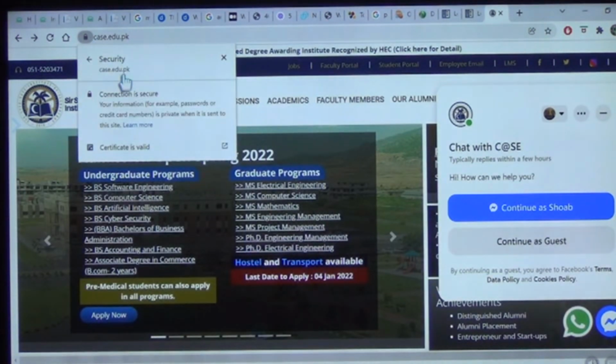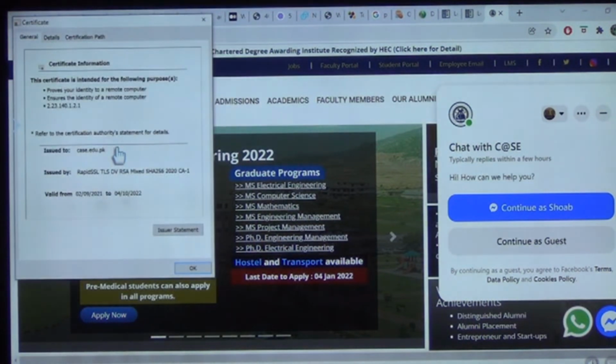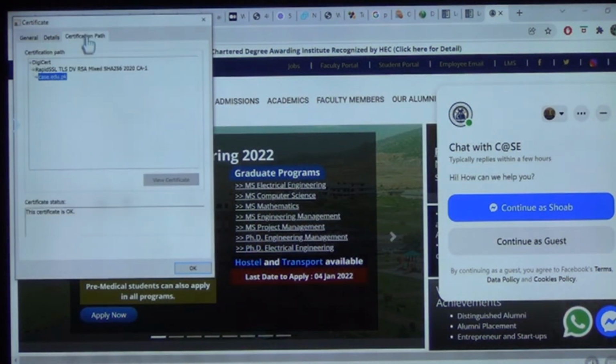Connection is secure, certificate is valid, certification path. अब ये देखिए, ऊपर क्या लिखा है? DigiCert. This is called a root CA. अच्छा, इसकी बात कर रहे थे, CA0. So this is a root CA, this is CA1. So why? Because what if the CA's private key is compromised?